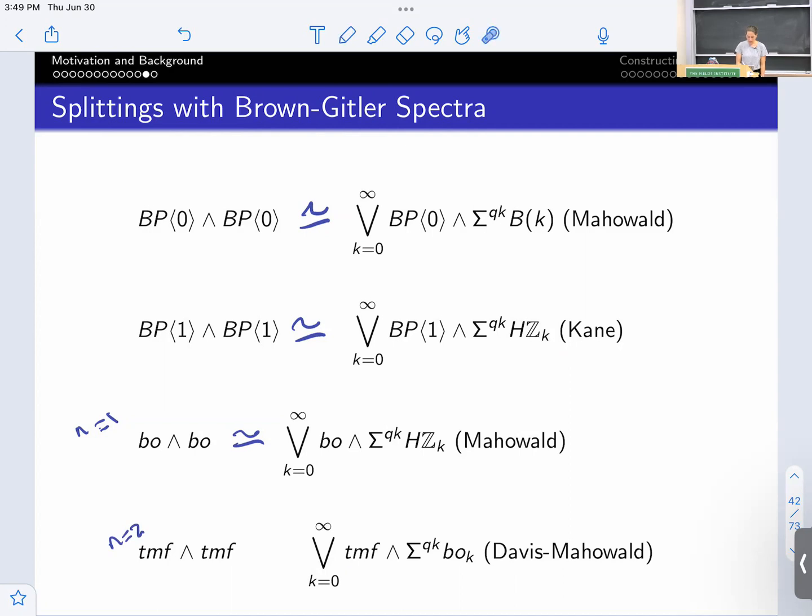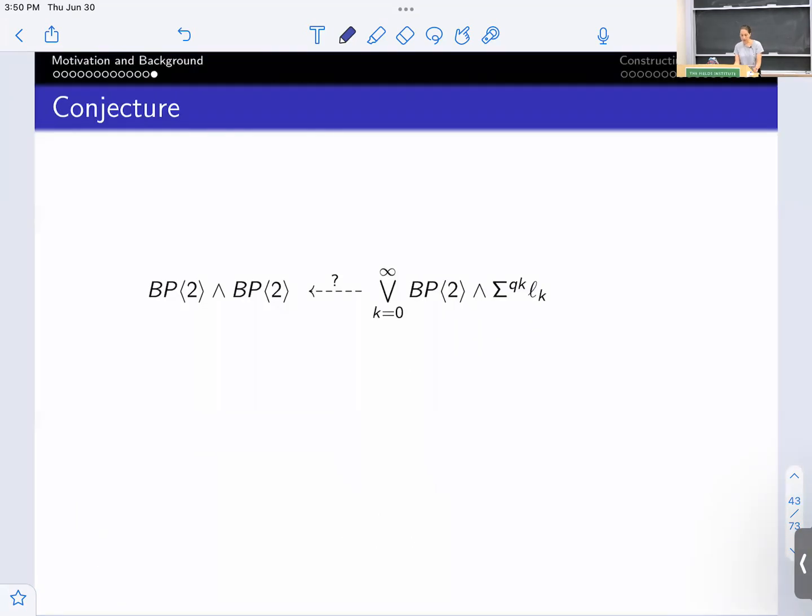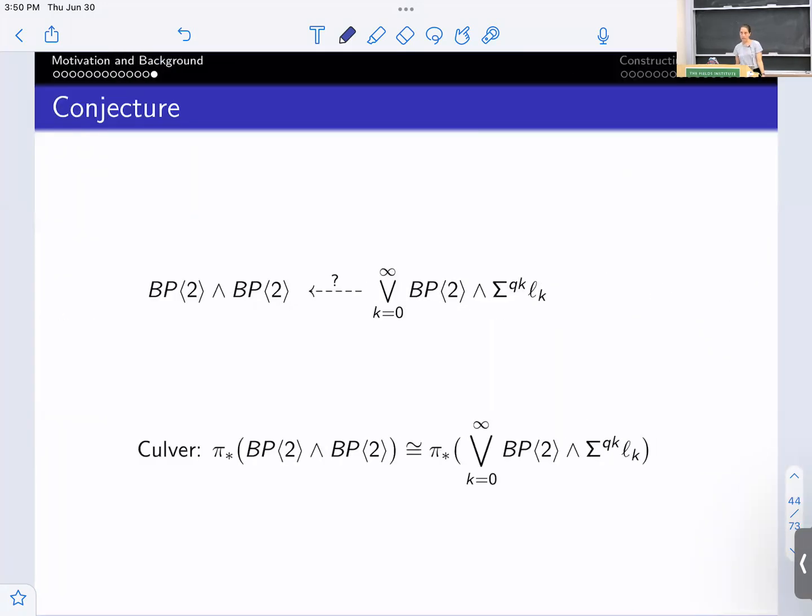In homology, this absolutely works. You get an isomorphism. But Davis-Mahowald showed that the homotopy groups of the left-hand and right-hand side here do not agree. Also, I should say these are all splittings up to P completion. So even though you see this Davis-Mahowald result, showing that you don't have the equivalent splitting at height 2, for BP2 smash BP2 it's still conjectured that this works at all primes. One piece of evidence towards that conjecture is Culver's result that the left-hand and right-hand side homotopy groups do agree. That doesn't necessarily tell you that you get a spectrum level splitting, but at the very least, you're not running into the same issue as you would for TMF smash TMF.